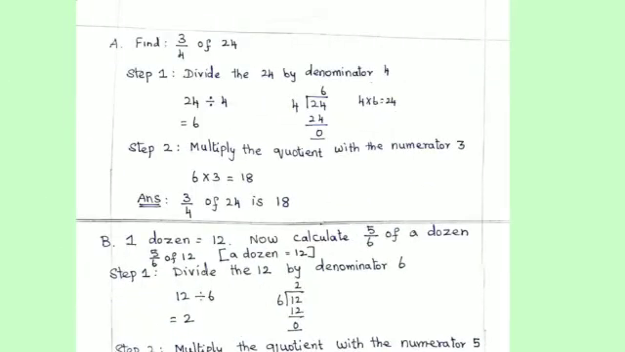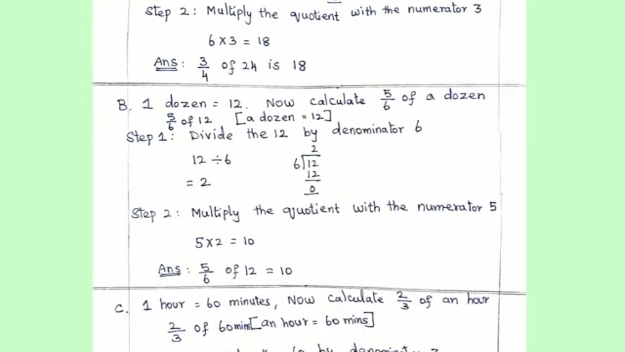Next is exercise sums. Find 3 by 4 of 24. First step, divide the 24 by the denominator 4. So 24 divided by 4 is equal to 6. We will get the quotient as 6. Then multiply the quotient with the numerator 3. So 6 multiplied by 3 is equal to 18. 3 by 4 of 24 is 18.